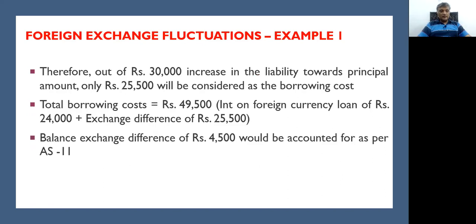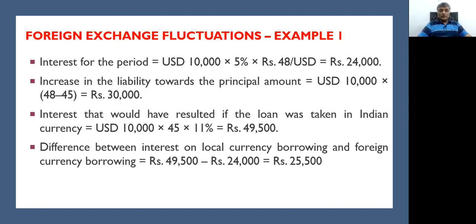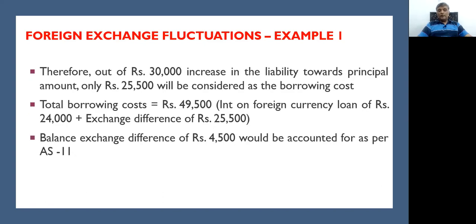That's exactly what I have spelled out. Therefore, out of 30,000 increase in the liability towards principal amount, only 25,500 will be taken as borrowing cost. Right? The balance 4,500 will be accounted for under AS 11. Okay, so if someone asks you what is the total borrowing cost, it is actually 49,500. That's nothing but the 24,000, which is the first line, interest on the foreign currency loan, plus the exchange differences of 25,500. So that will be 49,500.